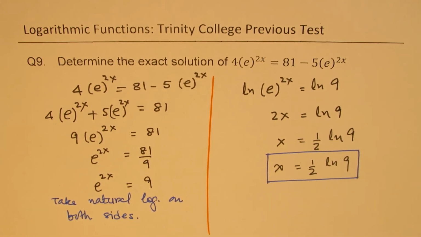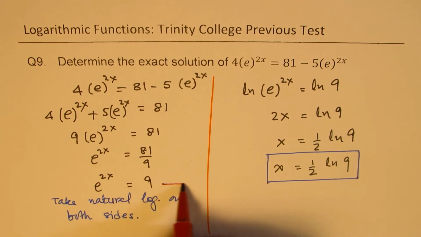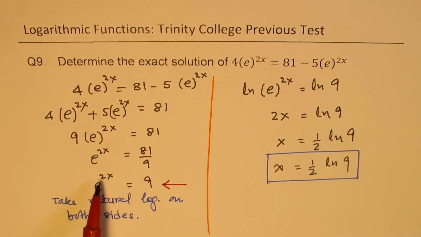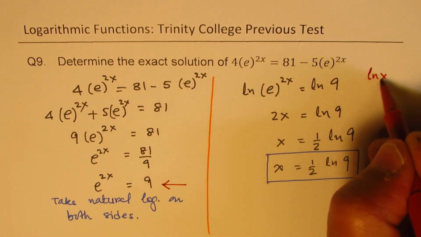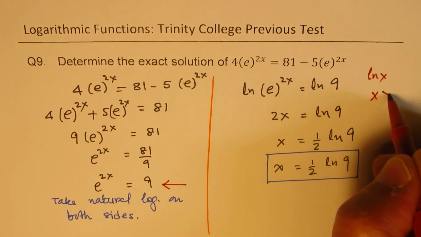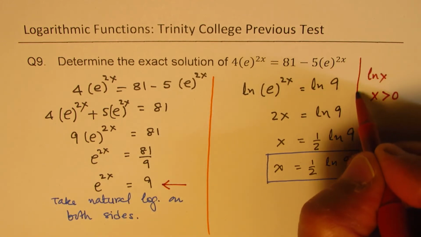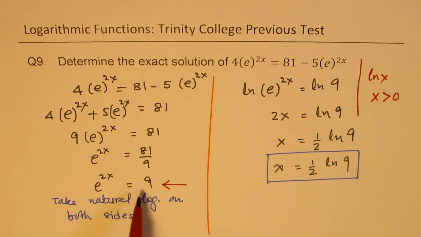Now, it is important to note at this stage, we could have done square root and we could have got plus minus 3, right? Now remember, whenever you are doing ln x, in that case, x is greater than 0, right? So that is the domain, correct? Therefore, we are not considering negative 3.